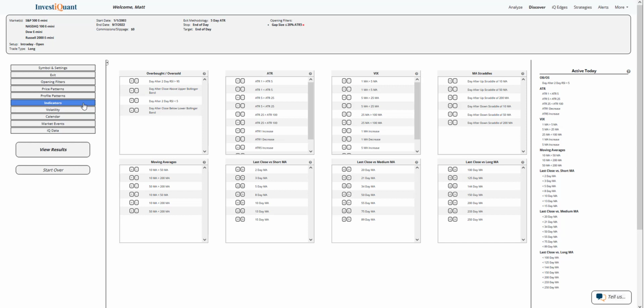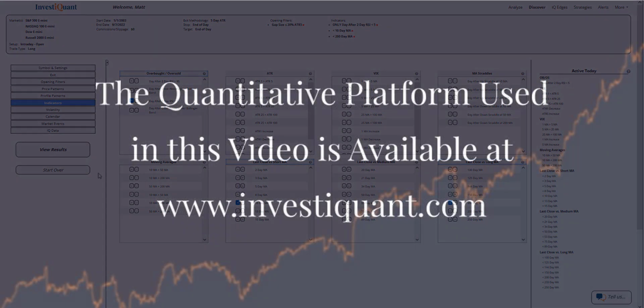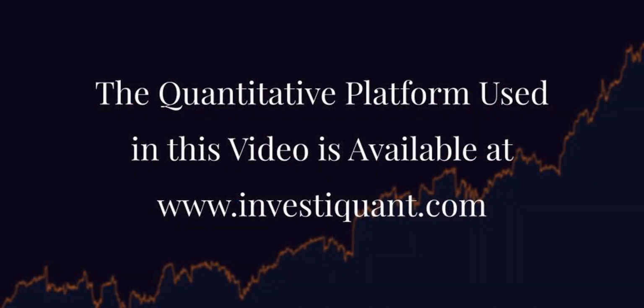All right, next thing I'm going to do is go to the indicators library, and I'm going to grab three different indicators. I'm going to grab them all from the active today, which are telling you they are true for today. So I'm going to grab this top one, the day after a 2-day RSI reading less than 5. So that's an oversold reading. And then I'm going to add below a 10 and below a 200-day simple moving average. And then I can click view results.